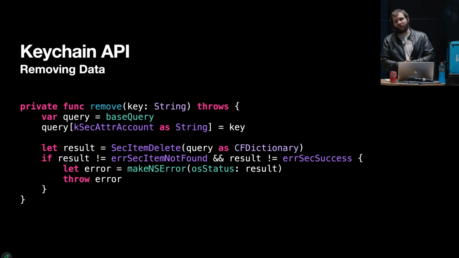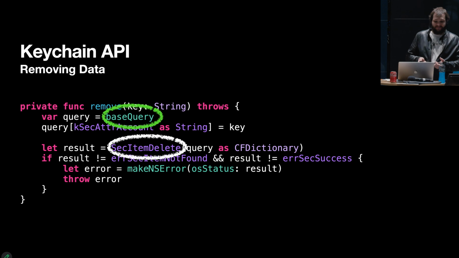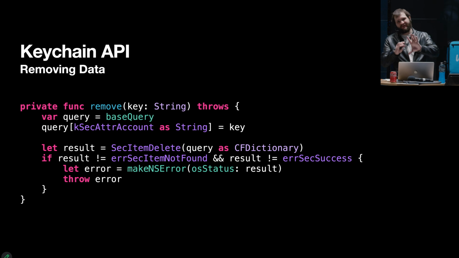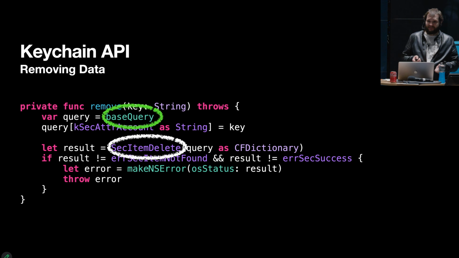The easiest one is to remove the data. That's the easiest way to work with the keychain, the easiest method you can implement. We start with that. So we have that base query, and we modify it by setting the key. And the key is an account. So Keychain has its own terminology. The service is sort of the name of the group of items, and the account is the key. And then you execute the deletion in this case, and check the result.